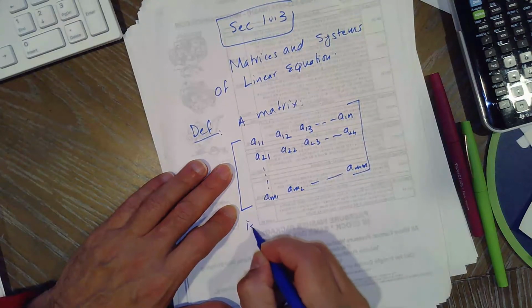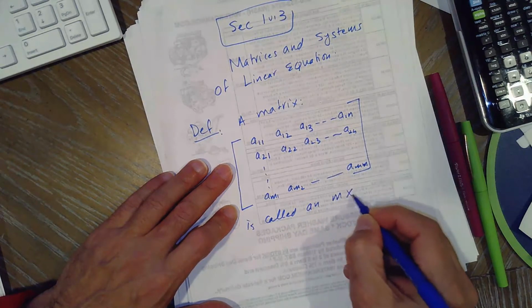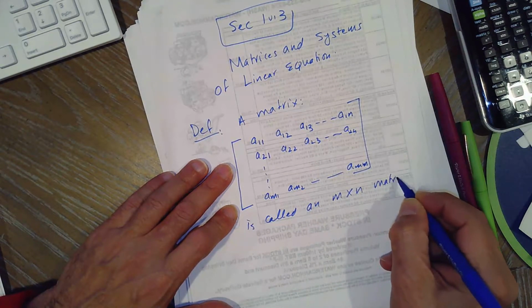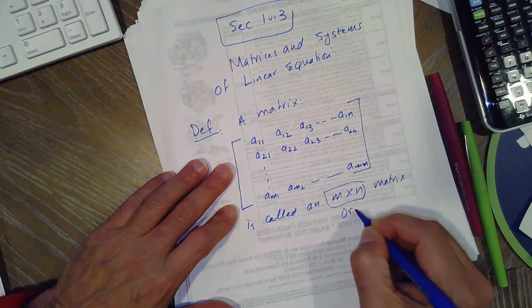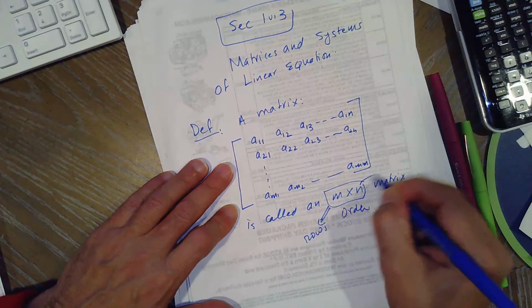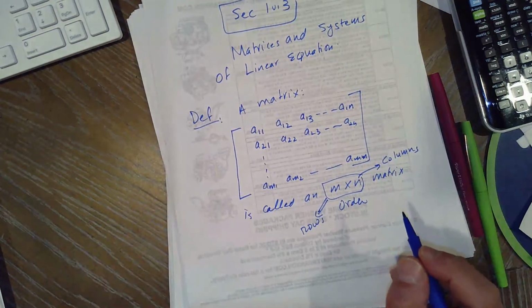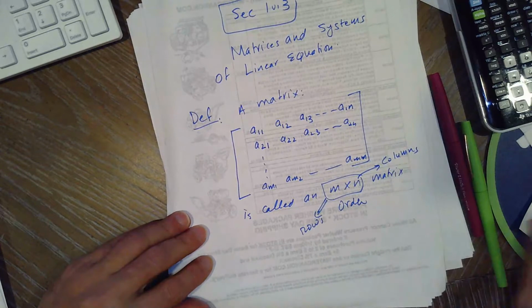So this is called an M by N matrix. M by N is the order of the matrix, M is the number of rows, and N is the number of columns. Always in that order. Okay? Always in that order.